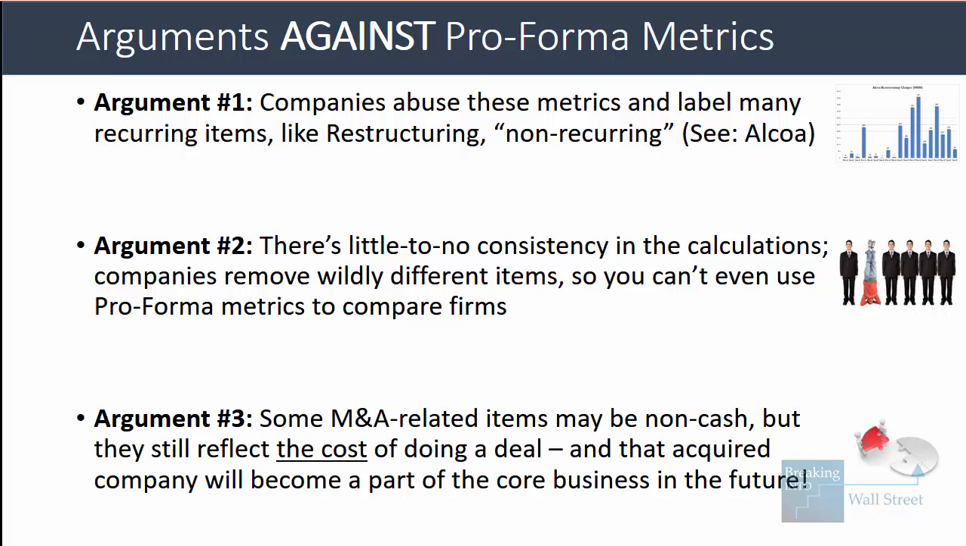And then finally, while some M&A related items like amortization may be non-cash, they still do reflect the cost of doing a deal. And that company that was acquired will become a part of the acquirer's core business in the future. So you can't really look at this and say that it's not a real cost because not only does it reflect an acquisition, which is an actual expense, but it will be a part of the company's core business in the future. And if you don't reflect that cost somewhere, it's as if you're saying that the company gets another company for nothing, and that even if they paid some type of huge premium for this company, it doesn't matter, which is not really correct.